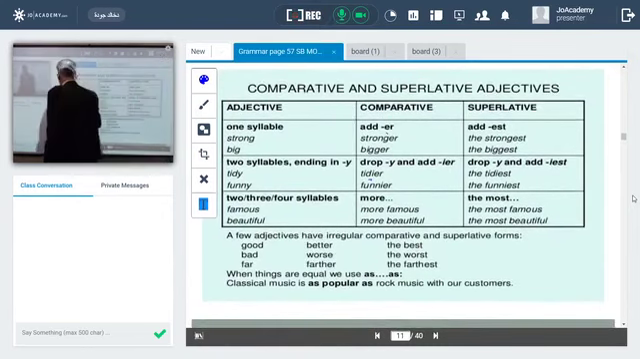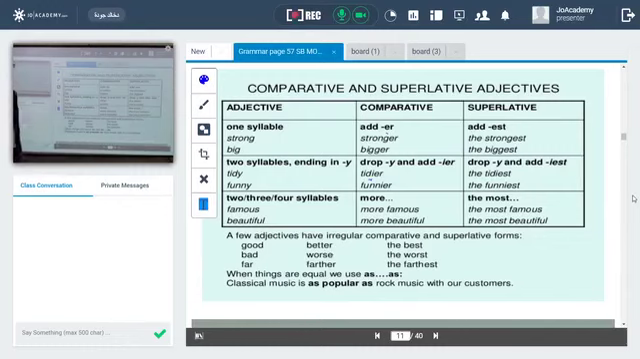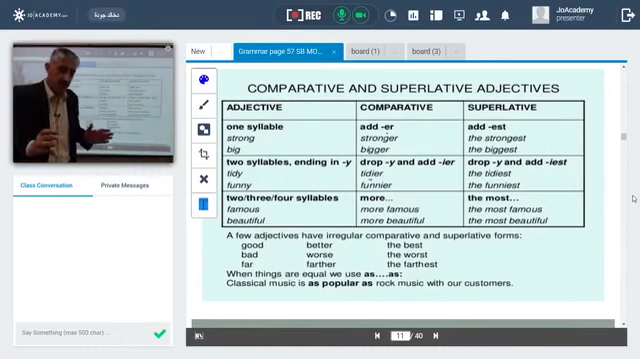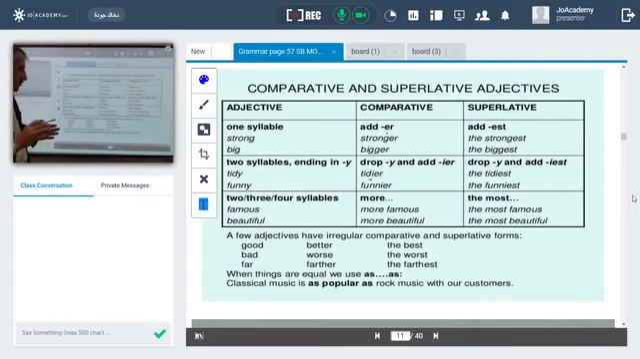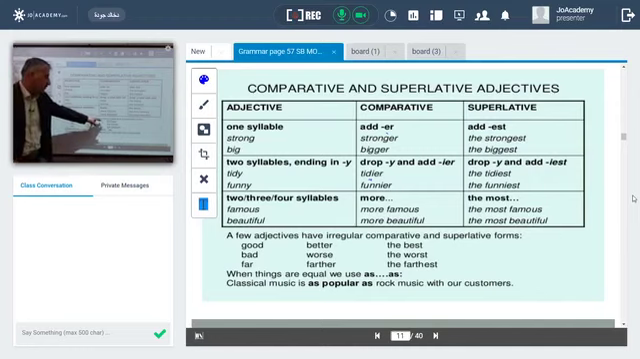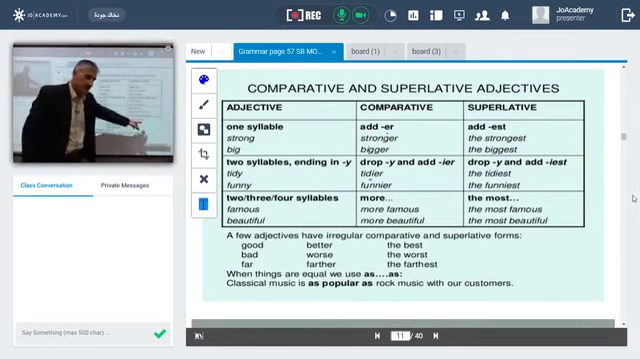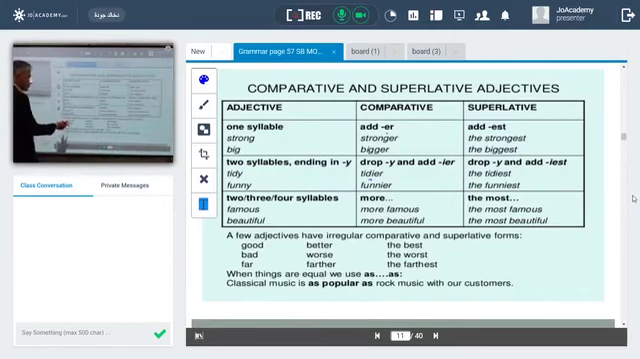Okay. We have some irregular adjectives, and keep it in mind, you need to memorize these adjectives because they don't follow a certain rule. A few adjectives have irregular comparative and superlative forms, like good. If I'm saying you are good, but I want to say he is better than you, I say what? We say better. So good becomes better than. Good, better, أحسن من. Good, جيد, better, أحسن.